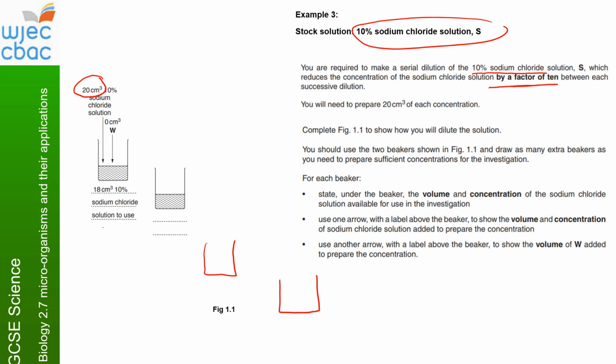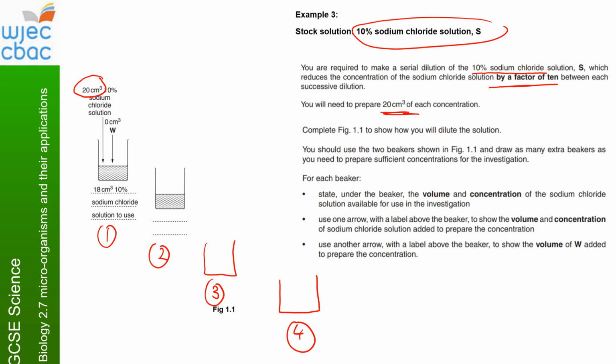A beaker there. So we're going to call these beakers 1, 2, 3, and 4. You might see them called A, B, C, D. It depends how a scientist is setting it up. So we're going to prepare, in each beaker, 20 cubic centimetres of solution. And we need to complete figure 1.1 to show how we will dilute it.